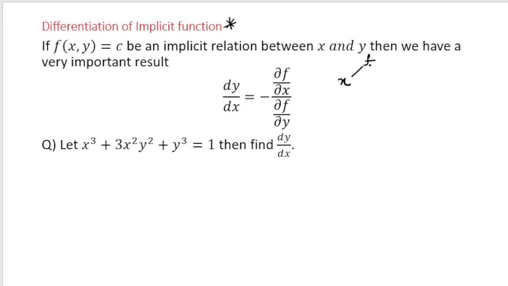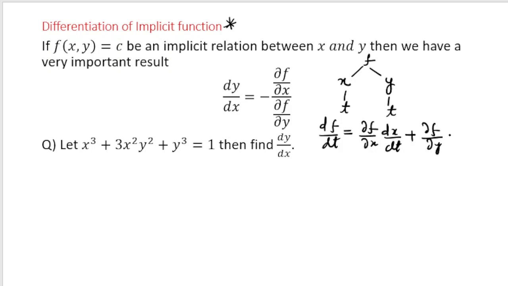So to understand this, let us recall the concept that we discussed in the previous video, that if we have f which is a function of two variables x and y, and if x is a function of variable t and y is a function of variable t, then how do we write df/dt? We write df/dt = ∂f/∂x · dx/dt + ∂f/∂y · dy/dt.